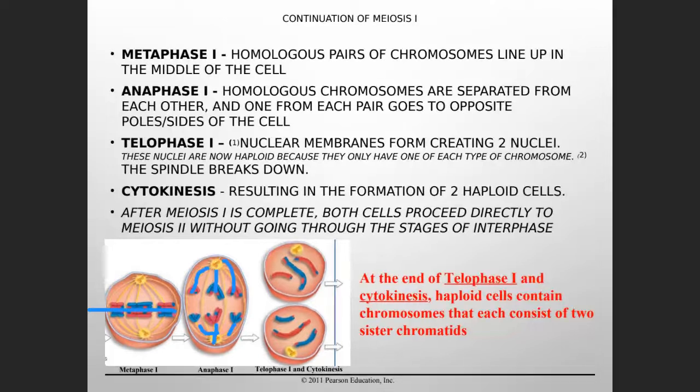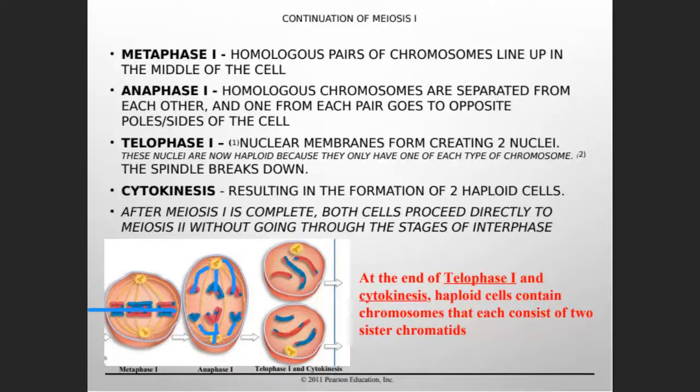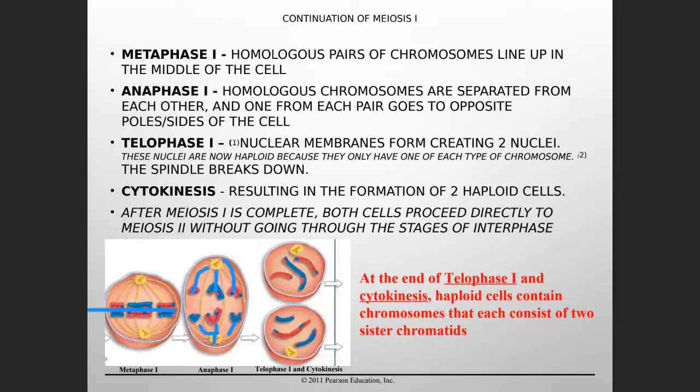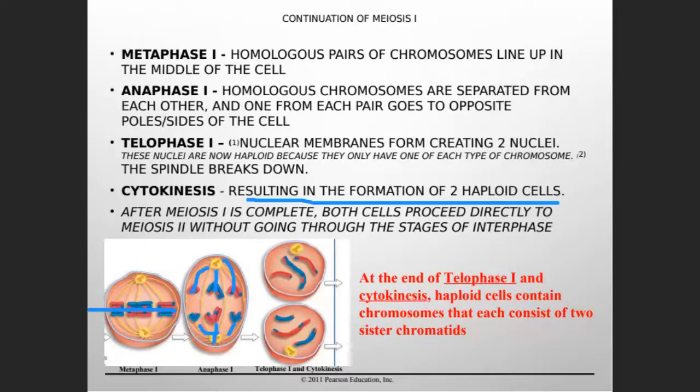So these nuclei are now haploid because they only have 1 of each type of chromosome. Spindle fibers break down. You get that invagination of the membrane during cytokinesis, and you form 2 haploid cells at the end of cytokinesis. So after meiosis 1, okay, both cells proceed directly to meiosis 2. You don't go back through interphase, because if you went back through interphase, you would copy your DNA again, and that would defeat the purpose. These go right from meiosis 1 into meiosis 2.